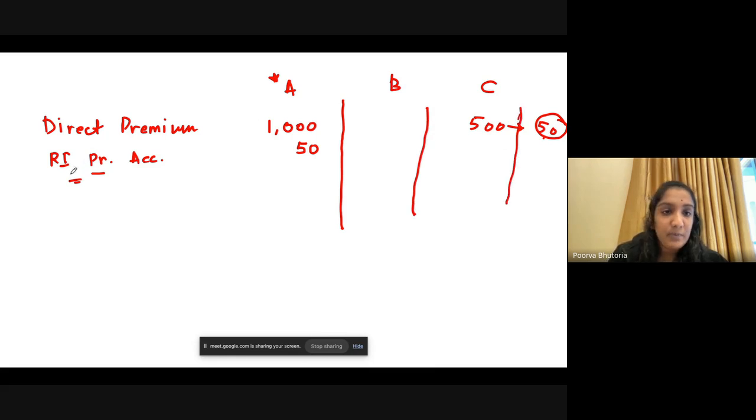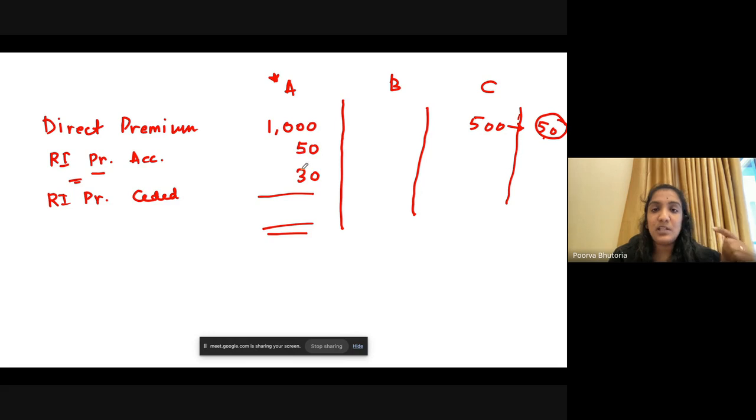Now the third field will be RI premium ceded. Now what does that mean? Just like company C had ceded 50 rupees of its premium to us, even we can cede something to the other company. Let's say I have a portfolio of 1050 rupees right now and I decide, okay, I will cede 30 rupees. So what's left with us is 1000 plus 50 minus 30. So 1020. That's our net written premium.